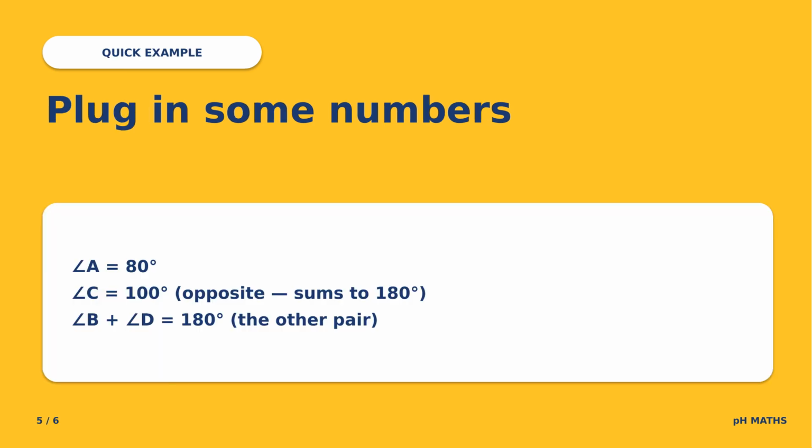Quick example: a cyclic quadrilateral ABCD, angle A equals 80 degrees, angle C, which is opposite A, equals 100, because 80 plus 100 is 180. And the other pair, angle B plus angle D, equals 180. So if angle B equals 70, angle D equals 110.